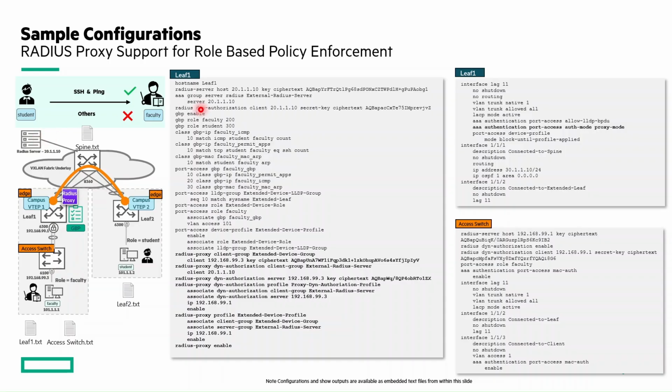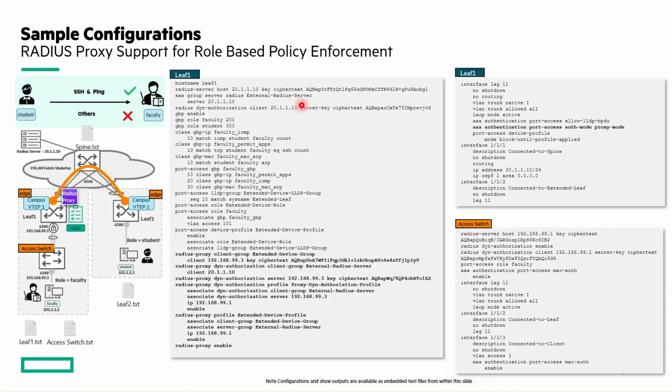So let's do the configuration. We need to enable the dynamic authorization client as the external radius server and the server as the access switch. Next, we need to associate those client group and server in the dynamic authorization profile. Similar to the AAA radius proxy profile, we need to mention the IP address used for the radius proxy communication. So this is the overall picture of the minimum configuration required for the radius proxy feature.